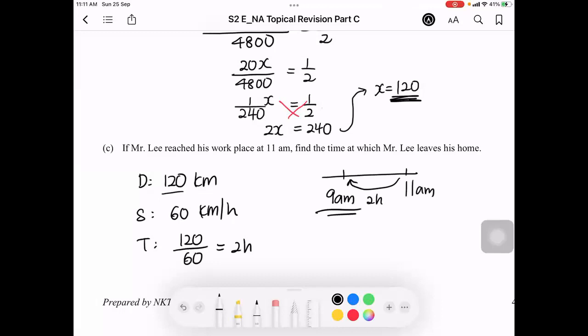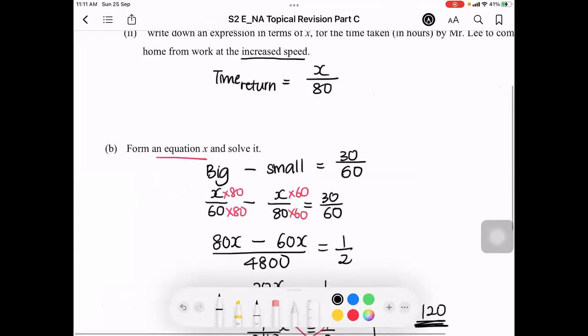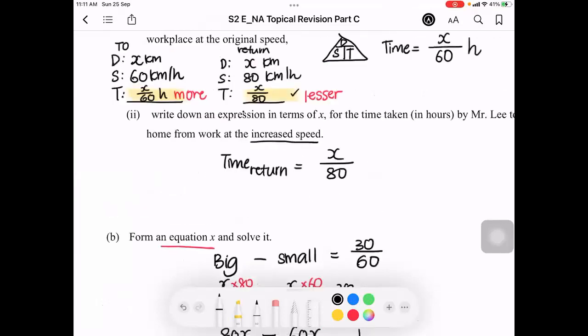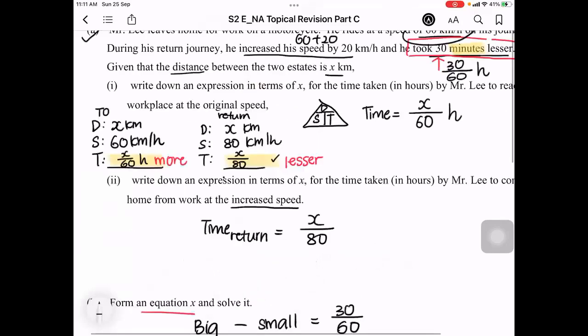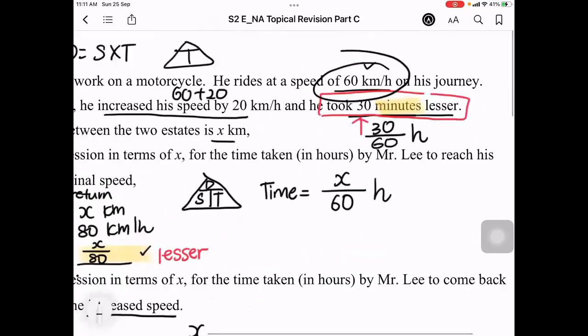Is it okay? Okay, I just want to highlight this portion over here. When they say form an equation and solve, how do we form this kind of equation? They say something more, something less. When I have something more, something less, it means take the big minus the small, you get the number. So that's the difference.